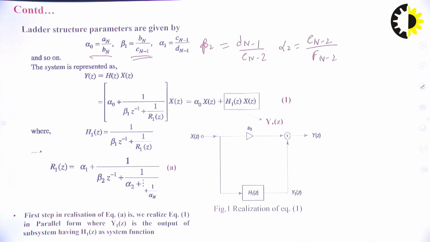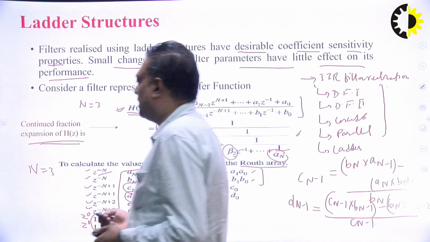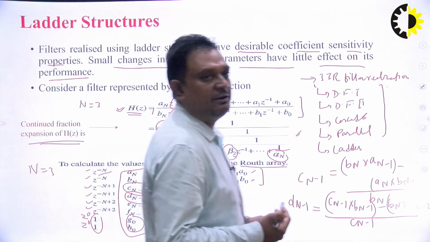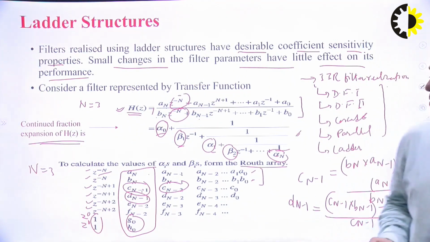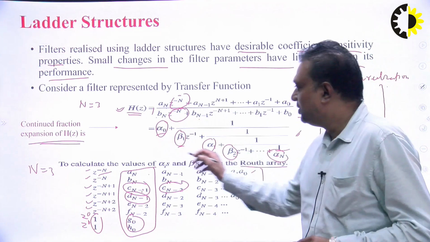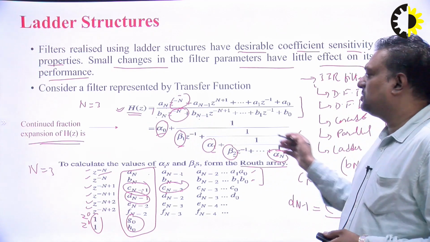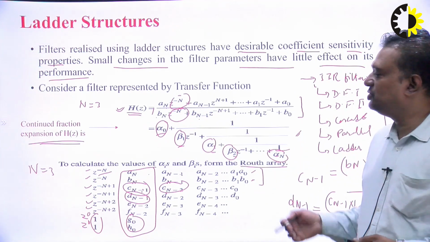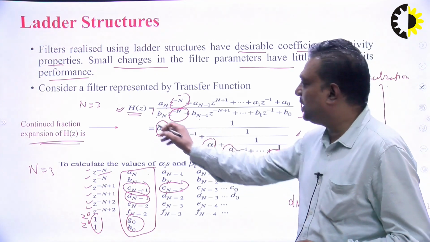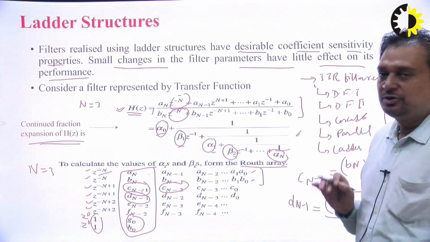Okay. So if this type of question is given to you and you have to find out the ladder structure realization, then there are two parts for solving this particular problem. The first part is to obtain the continued fraction expansion of the transfer function which is given to you. Then you will calculate like this. So the first part is over, meaning you have calculated all these coefficient values and you will put these values over here. So you will get Hz in continued fraction expansion form. Okay. So the first part is this.